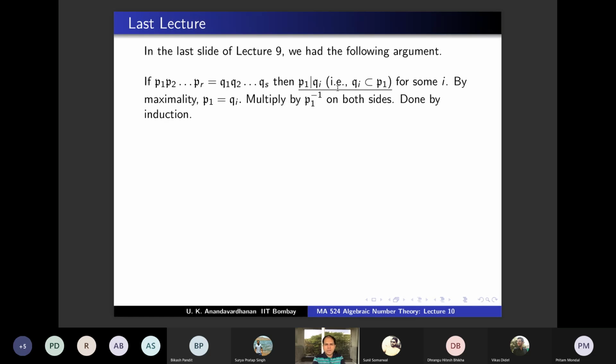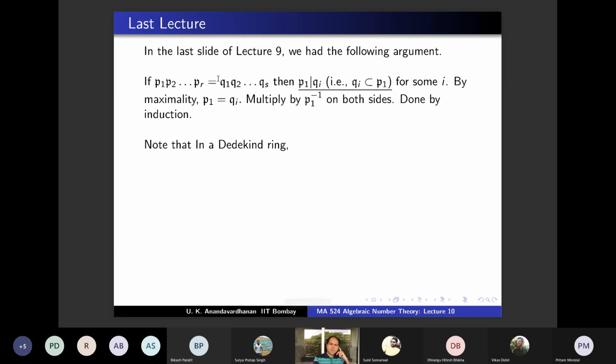Whatever we did is correct, but I used the phrase "that is", so that might say that it's if and only if, right? Qi contained in P1 implies P1 divides Qi also. Whereas the definition of P1 divides Qi, I think Manav said it correctly last time, is that Qi equals P1 times something. So this is a consequence of that, but the other way is also true. So what I have written is not wrong, though it requires one small argument.